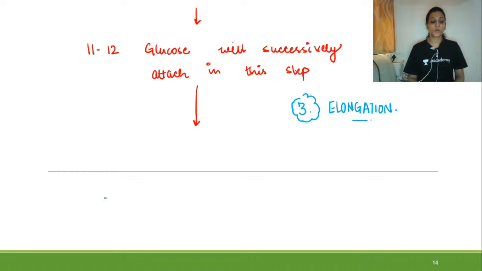So what happens in elongation is, whenever this chain is approximately 11 to 12 glucose molecules long, 6 to 8 glucose will get detached. They will attach at some other site and it will start branching. So the branching occurs in the elongation step.